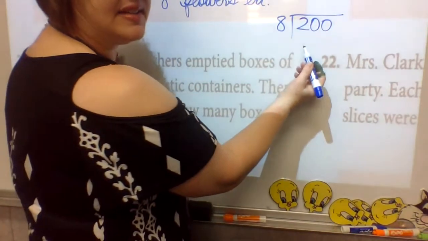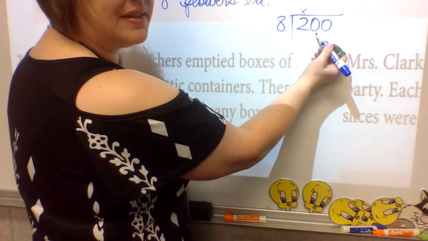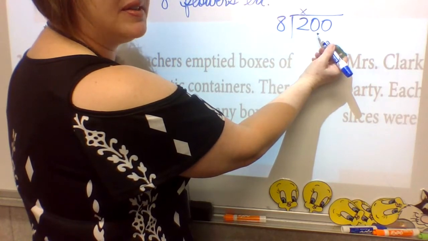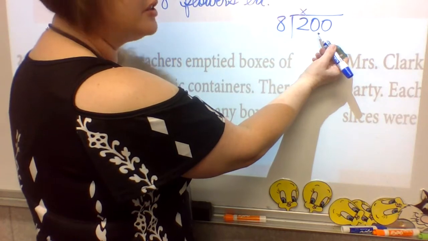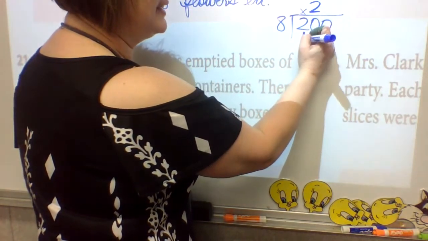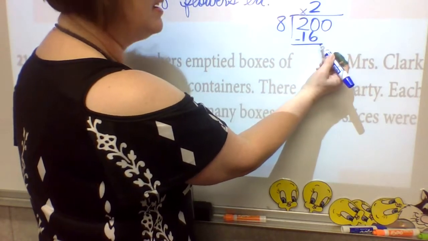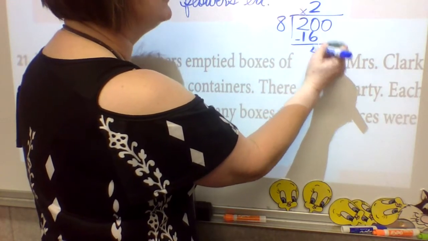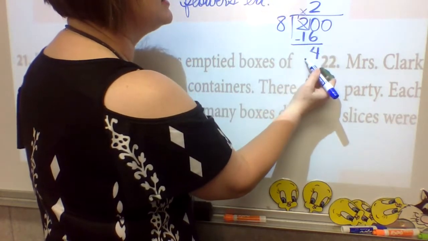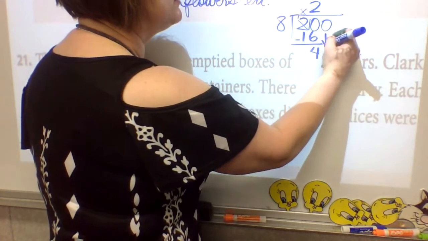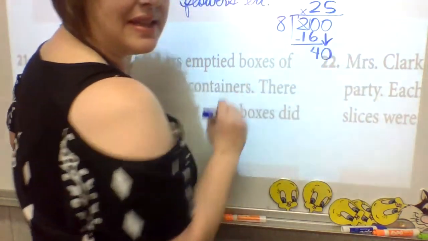Okay, 8 doesn't go into 2. Go over to 20. 8 times what is something close to 20? 8 times 2 is 16. 8 times 3 is 24. Too much. So go back to 2. 8 times 2 is 16. Okay, what's 20 minus 16? It's 4. Or you could borrow 2, 1, then it's 10 minus 6. 1 minus 1 is nothing. It's smaller, so bring down. 8 goes into 40 5 times. Can you see that answer?